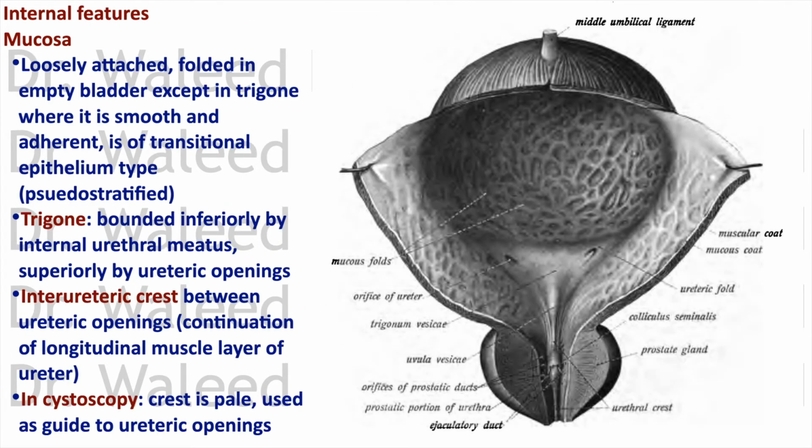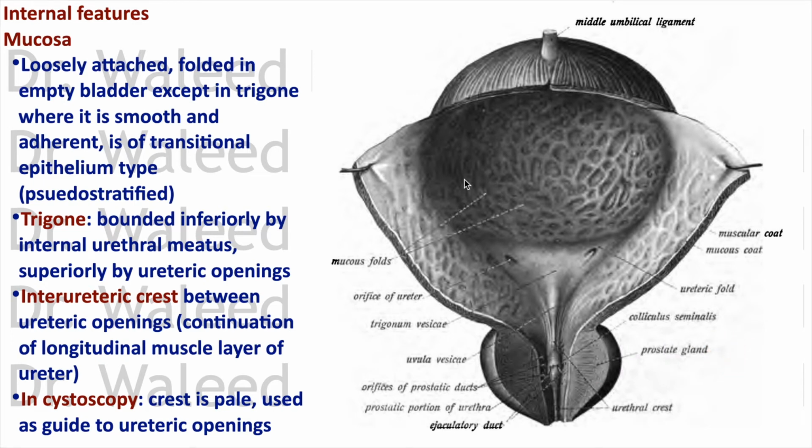Okay, the internal features of the urinary bladder. Of course, the mucosa, it's highly folded to allow for the distension of the urinary bladder. It's made of pseudo-stratified epithelium. I have a section of pseudo-stratified epithelium in the next slide. I will show it to you.